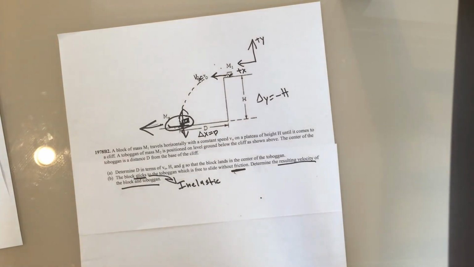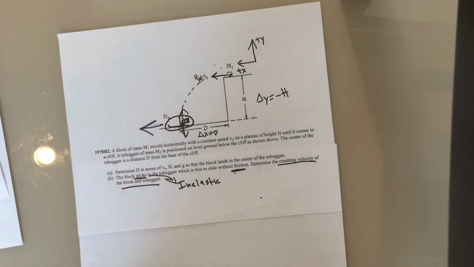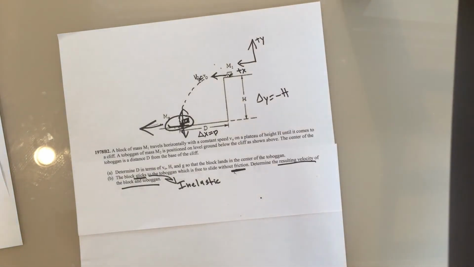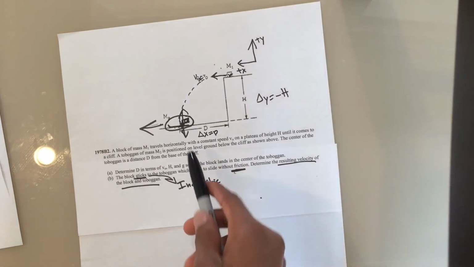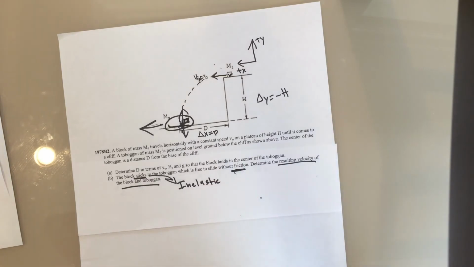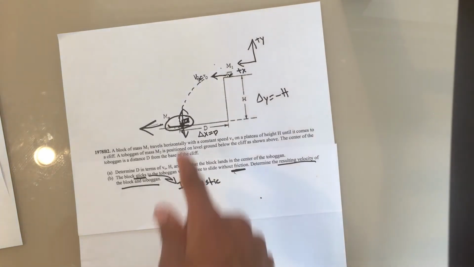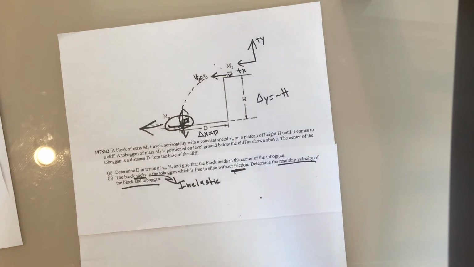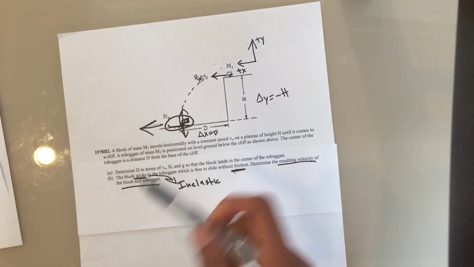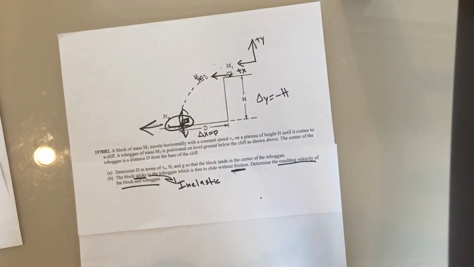So when the block hits the toboggan, since there would be no horizontal force provided, since there's no friction, the only force provided from the toboggan to the block would be a vertical force. And since we're defining our system as this, the net force acting on the system would be 0 in the x direction. Although in the y direction, there might be some normal force, we don't care about that because we're trying to find the resulting velocity in the left direction.